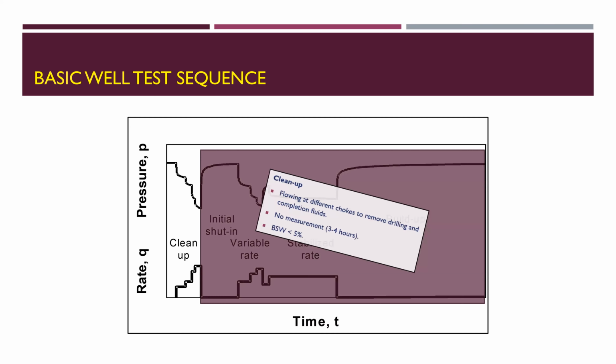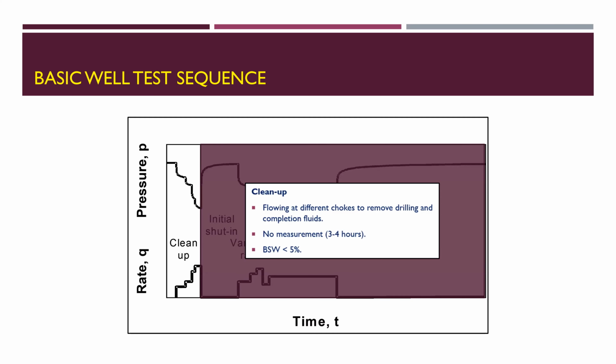The first period, we call it the cleanup period. As you see here, the well is flowing at different choke sizes. It means at different rates. Pressure responding, drawdown, as you see. How long will this cleanup last? We can say that we don't have an exact duration number or figure for the cleanup. It depends on your observation there.